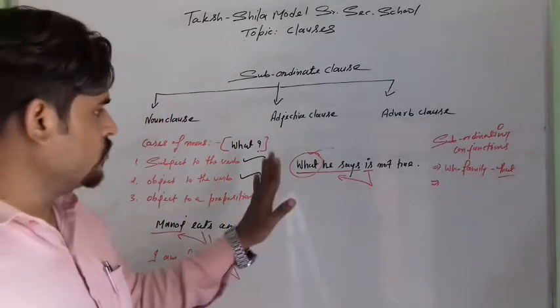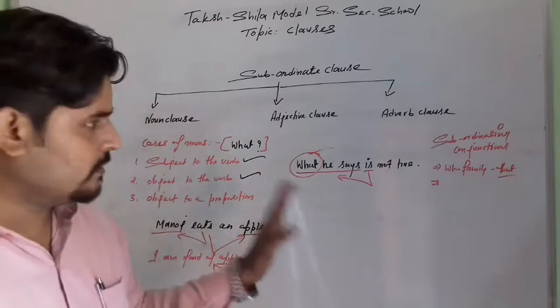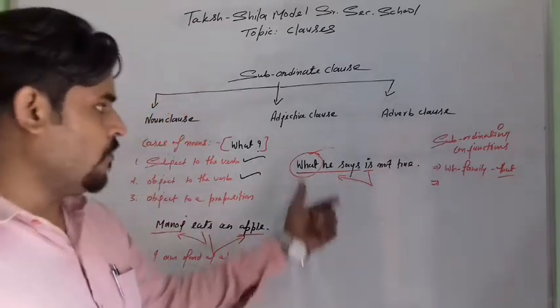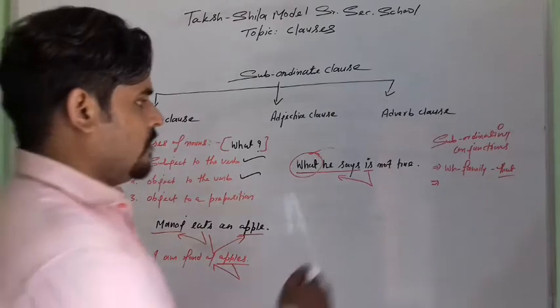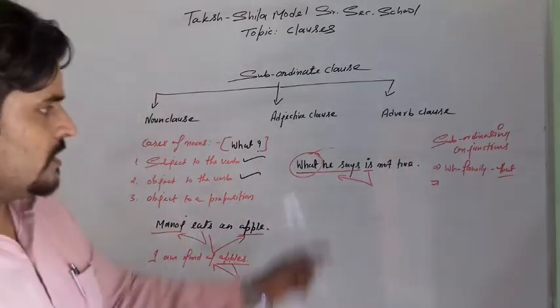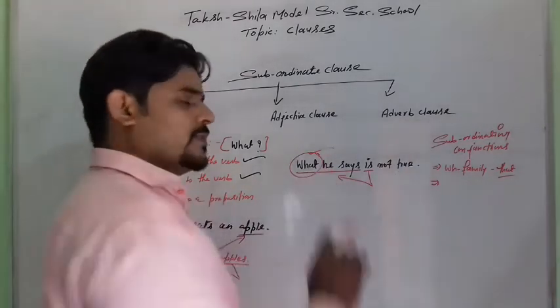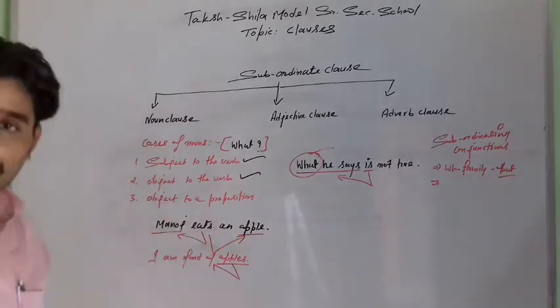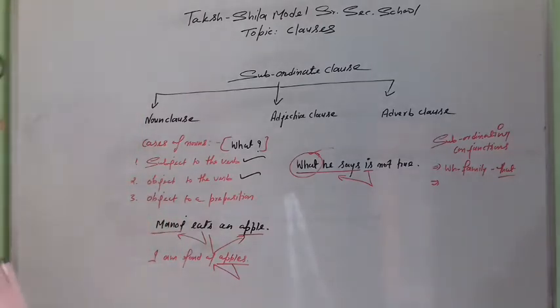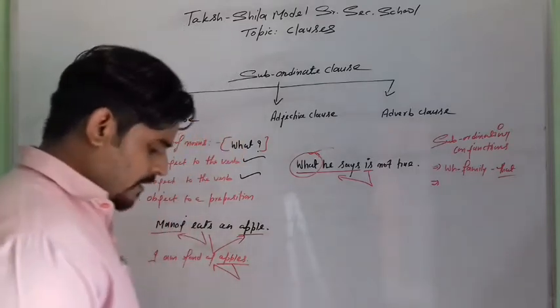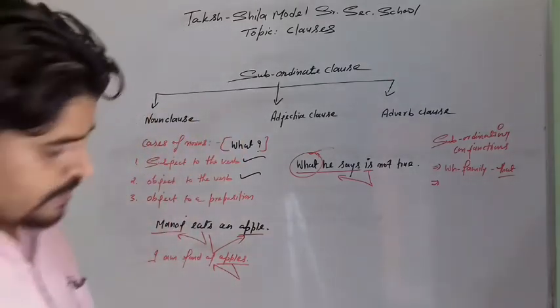ये noun clause हो गया. दूसरा, verb से आप पूछें what. So what is not true? What he says is not true. Ask the verb, what is not true? What he says is not true. So there are two ways in which we can identify a noun clause. So we can say this is a noun clause. Let me write one more example for you.